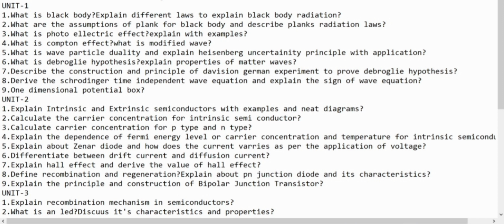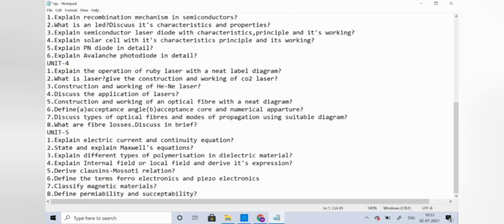Next, coming to unit 3, explain the recombination mechanism in semiconductors. If we learn the definition of recombination, it is very easy to understand this mechanism in semiconductors. Now coming to the second one, what is an LED? Discuss its characteristics and properties. If you learn the PN junction diode, LED is not an issue. You'll understand clearly and easily. Next, explain the semiconductor laser diode with its characteristics, principle and working. Semiconductor laser diode is okay.